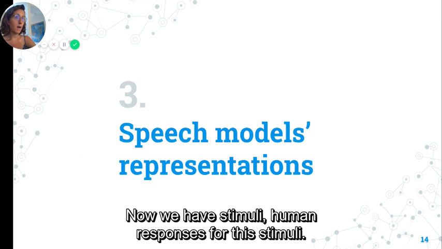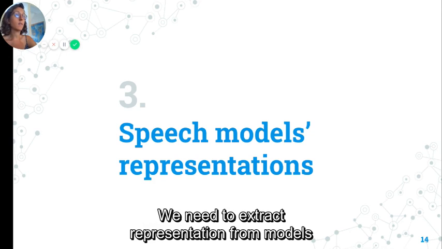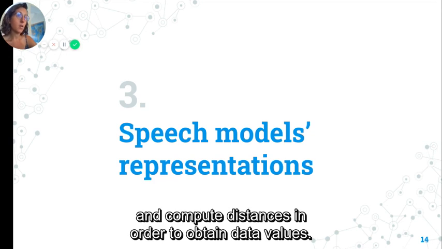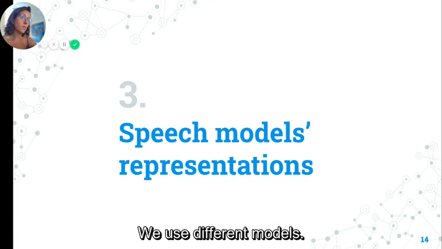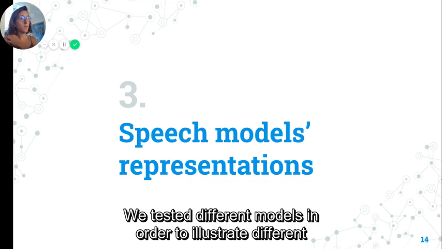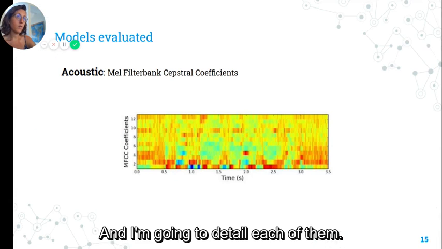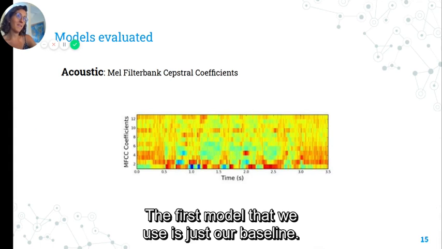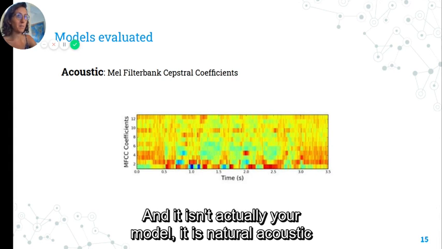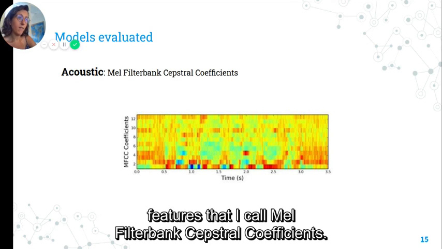Okay. Now we have stimuli and human responses for the stimuli. We need to extract representations from models and compute distances in order to obtain delta values. We tested different models in order to illustrate different kinds of theories, and I'm going to detail each of them. The first model we use is just our baseline, and it isn't actually a model. It is neutral acoustic features that are called Mel-filterbank's perceptual coefficients.